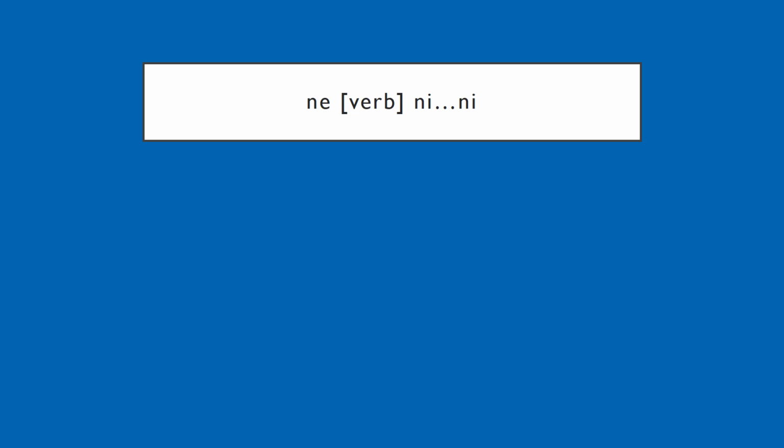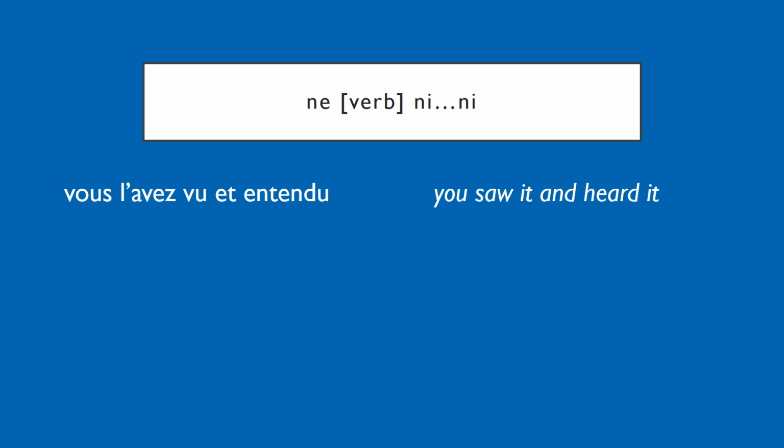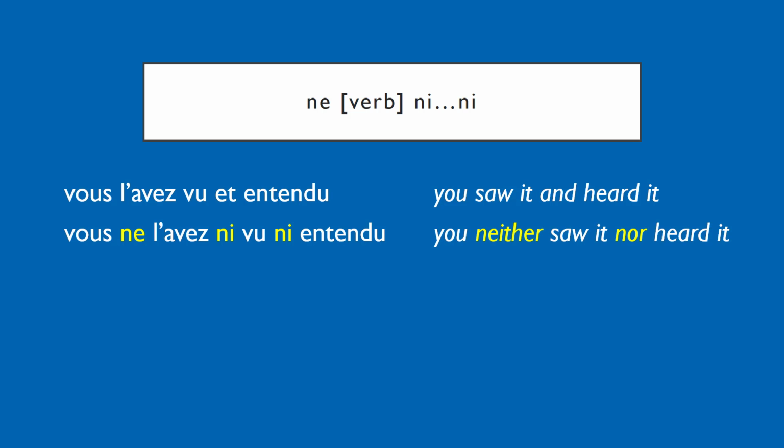In the compound tenses, things are pretty much the same. So take for example, vous l'avez vu et entendu, meaning you saw it and heard it. Using ni, we would say vous ne l'avez ni vu ni entendu. You neither saw it nor heard it. So with the others, we've always spoken about the second part of the negative as in relation to either the past participle or an object. Ni just goes before the two things that you're talking about, right? So neither saw nor heard, ni vu ni entendu.